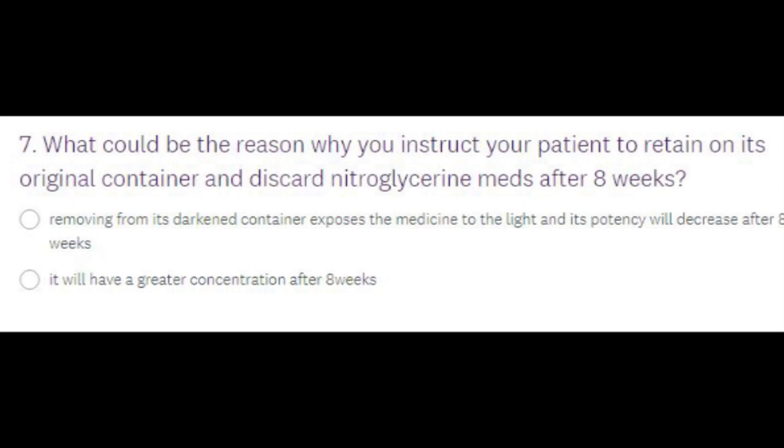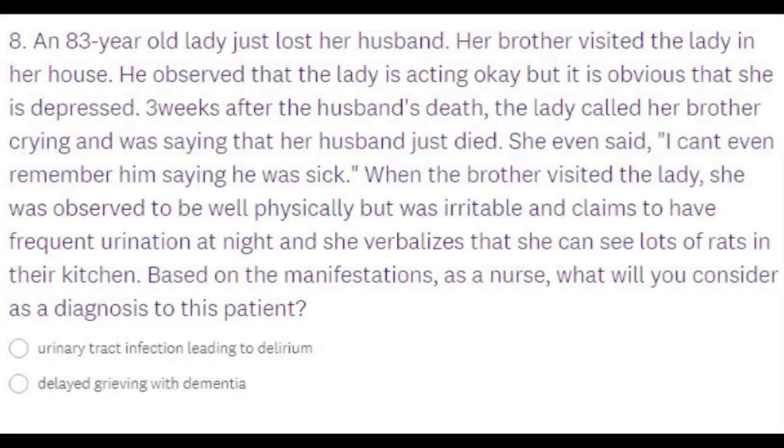Seventh question. What could be the reason why you instruct your patient to return the medicine to its original container and discard nitroglycerine medicines after 8 weeks? Option A, removing from its darkened container exposes the medicine to the light and its potency will decrease after 8 weeks. Option B, it will have a greater concentration after 8 weeks. Option A is the right choice. Removing from its darkened container exposes the medicine to the light and its potency will decrease after 8 weeks. That's the right answer.